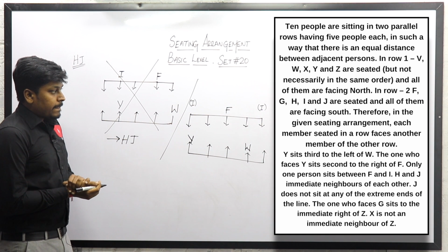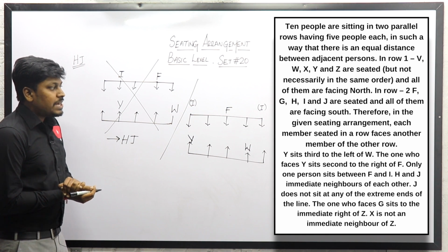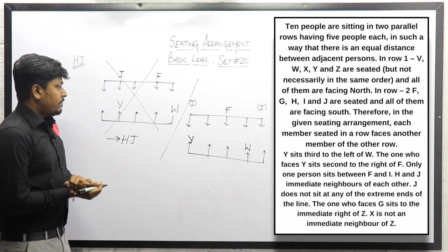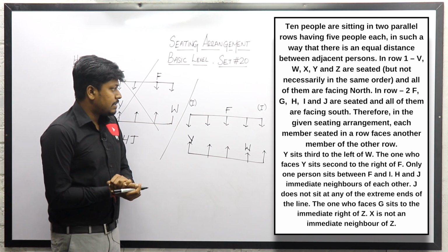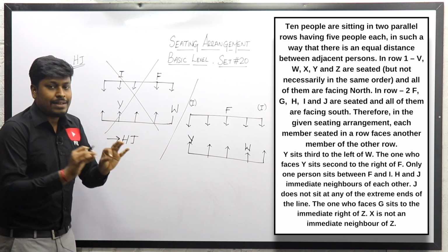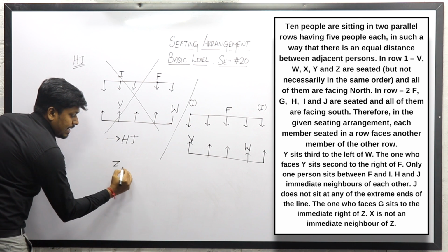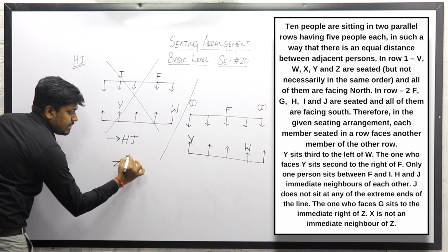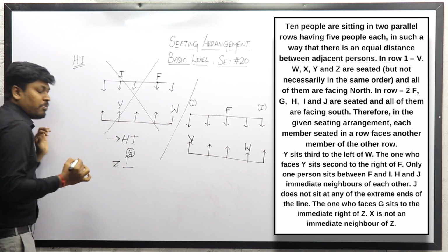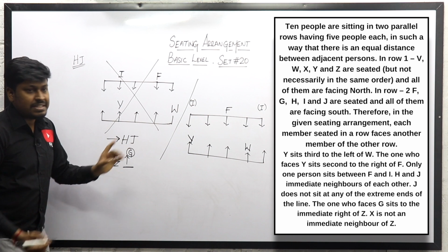Next point. The one who faces G sits to the immediate right of Z. We know that the person G is in row number 2. Okay. So what they are saying is the one who faces G sits to the immediate right of Z. So on the right hand side of Z, this person is facing the person G. Understood? So this is the point they have given. So the immediate right of the person Z, this person is facing G.